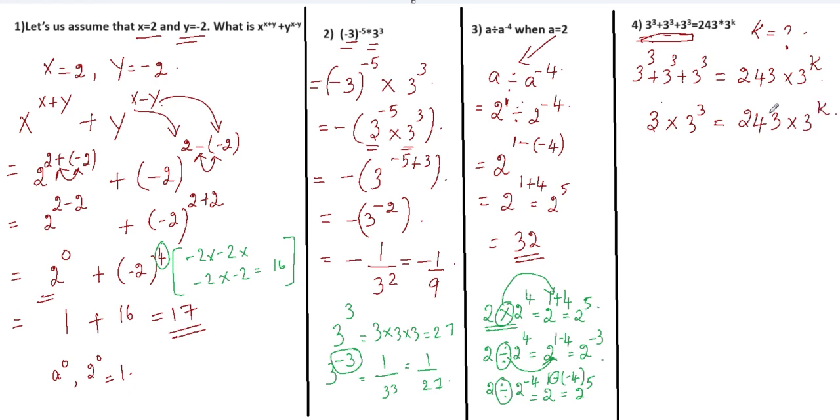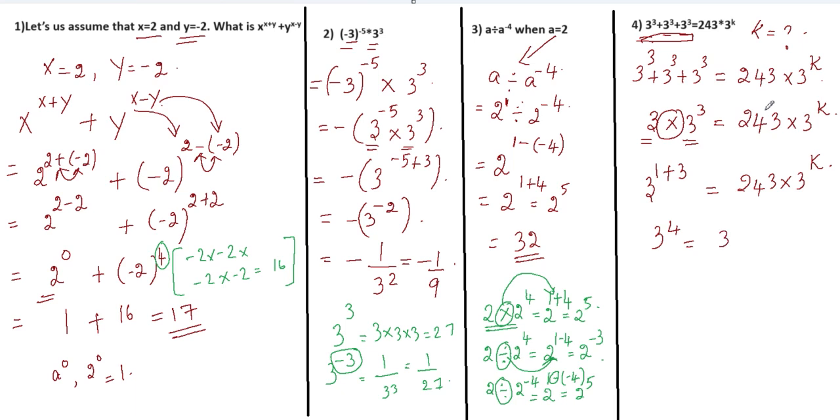Okay. Now I have told you that whenever you have a multiplication and the common base, you need to add the powers. So here I will write 3 power 1 plus 3, which is equal to 243 into 3 power k. So 1 plus 3 is 4, so 3 power 4. Now, if you express 243 as something to the base of 3, it will be very easy for us to get the value of k.